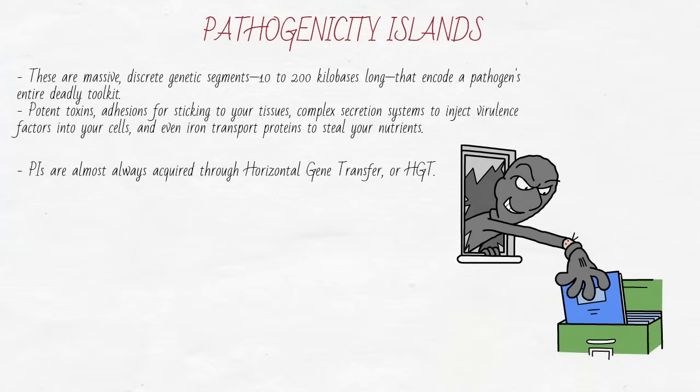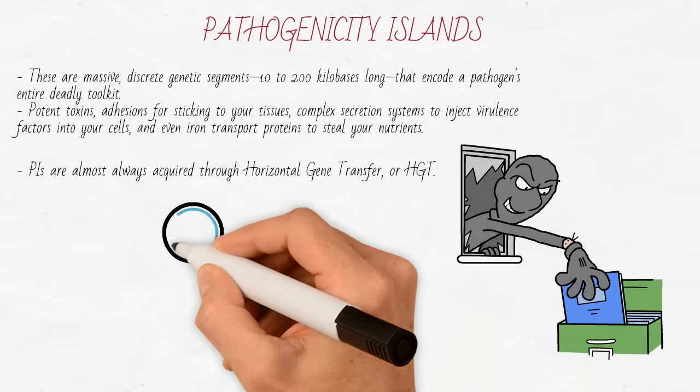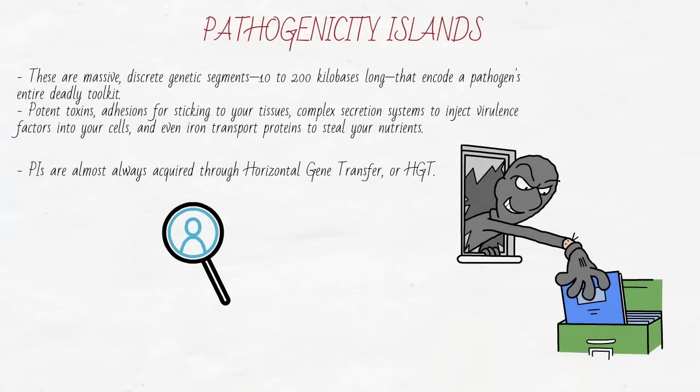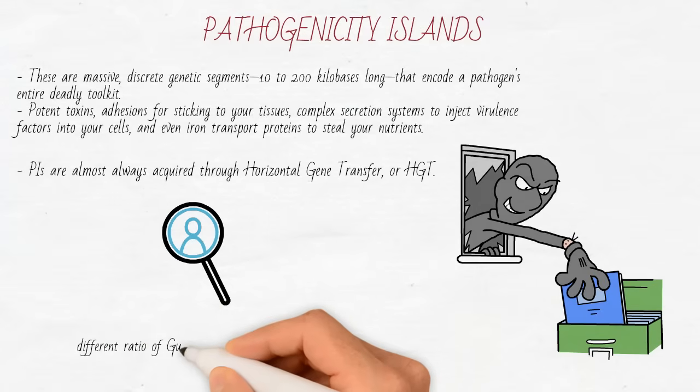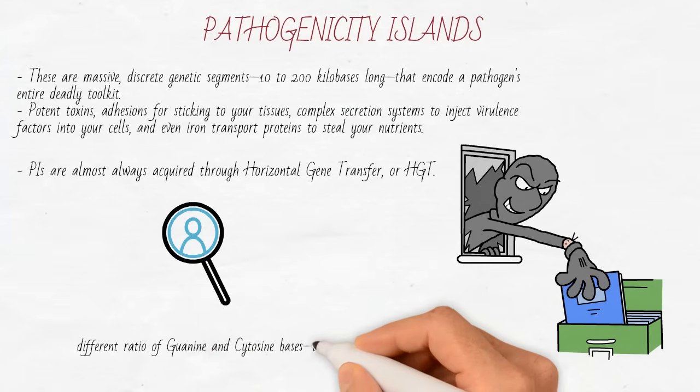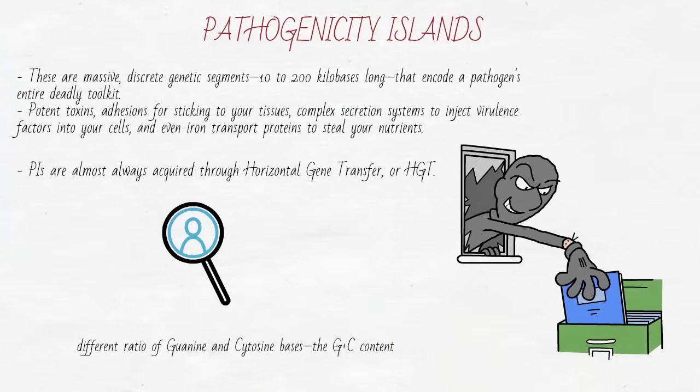There's a dead giveaway. If you analyze the DNA sequence of a pathogenicity island, it will often have a dramatically different ratio of guanine and cytosine bases, the G plus C content. It's like finding a paragraph written in ancient Greek suddenly embedded in a textbook written entirely in English. You know immediately it was smuggled in. PIs are smuggled technology, and sometimes the smuggler itself is a virus.